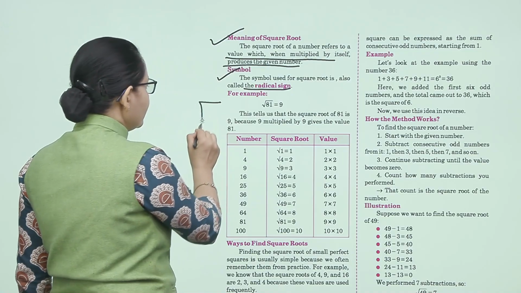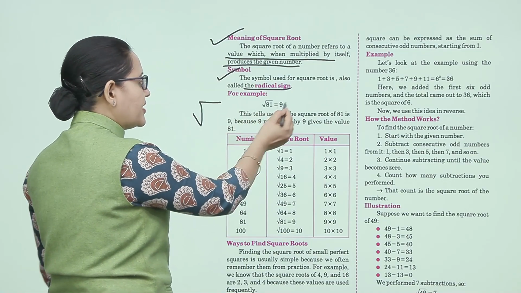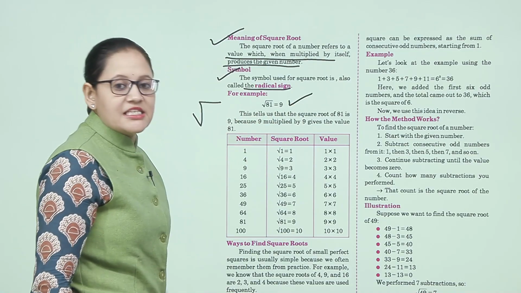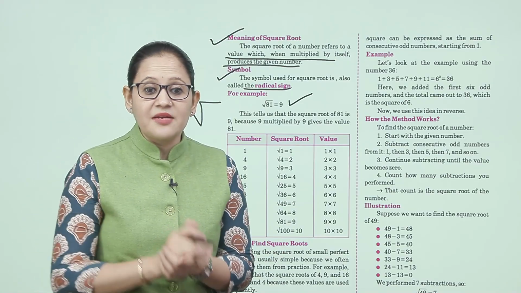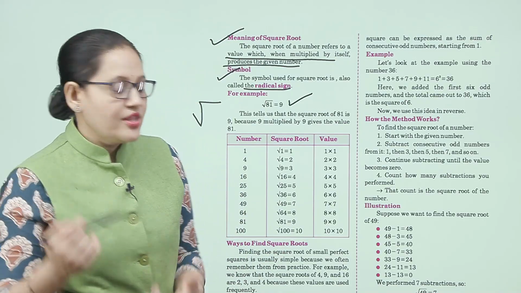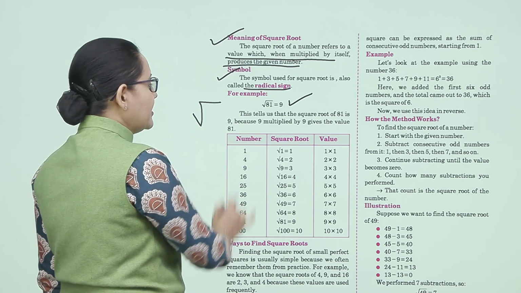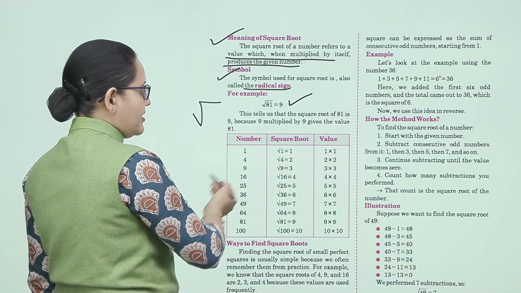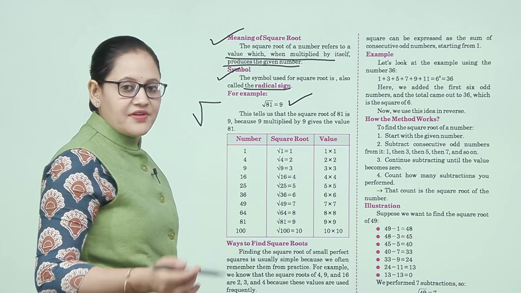This is the sign of square root. For example, square root of 81, that is 9. This tells us that the square root of 81 is 9 because 9 multiplied by 9 gives you the value 81. Here is a table, here the numbers and their square roots are given.